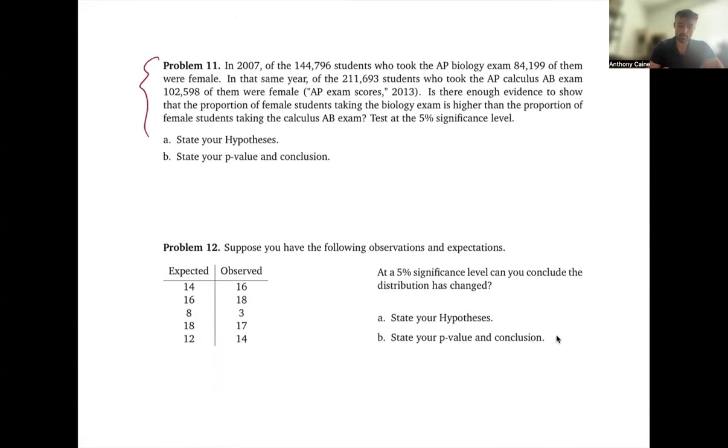So right here, problem 11. In 2007, 144,796 students took the AP Biology exam, 84,000, and so on, of them were female. The same year, this many students took the AP Calculus exam, and of those, that many were female. Is there enough evidence to show?